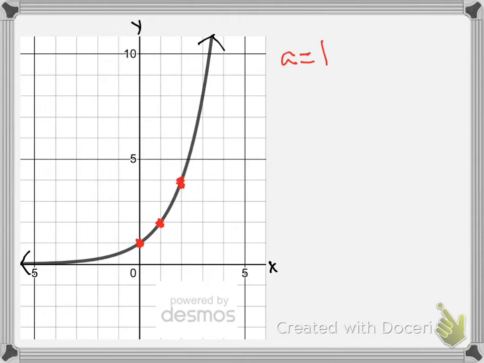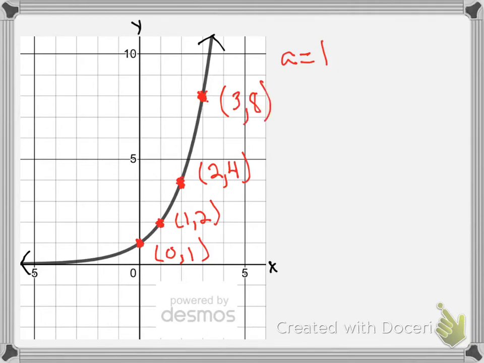And just so we're clear on how this is going, we'll take one more point right here. Okay, so look at your points there, guys. That first point, our y-intercept, is at 0, 1. Our second point is at 1, 2. Our third point is at 2, 4. And then our next point is at 3, 8, okay?